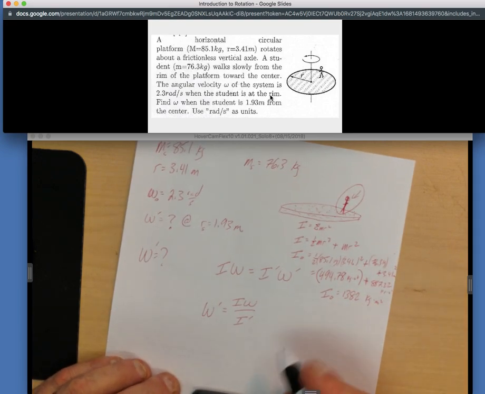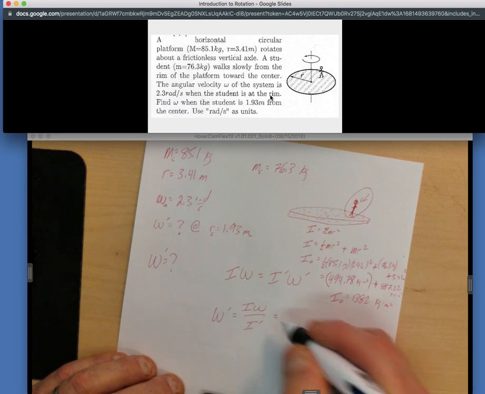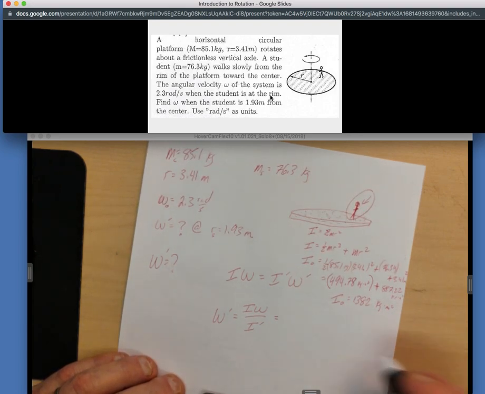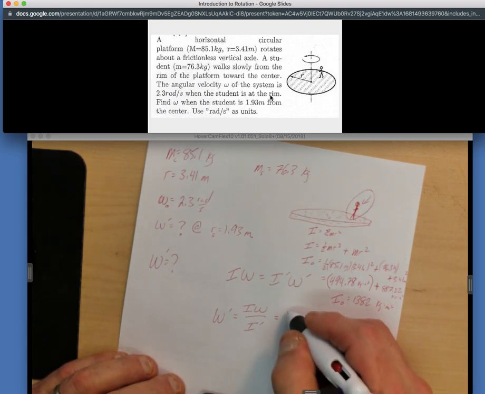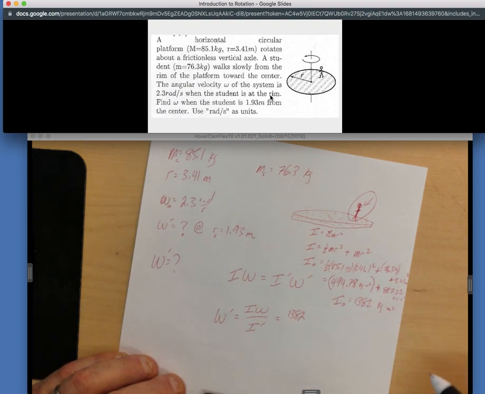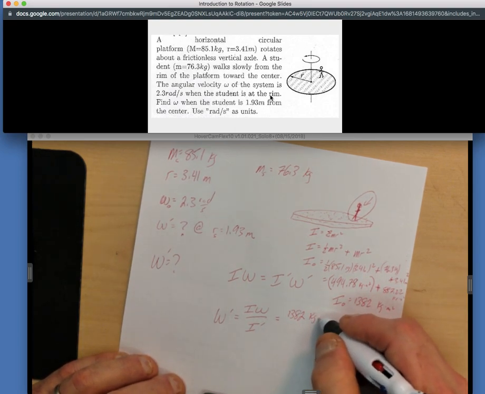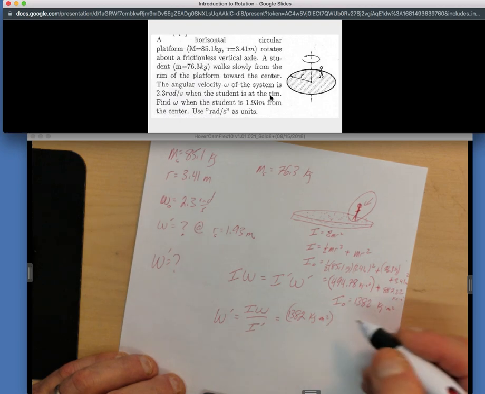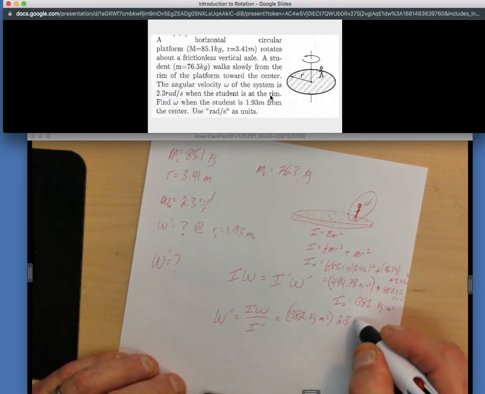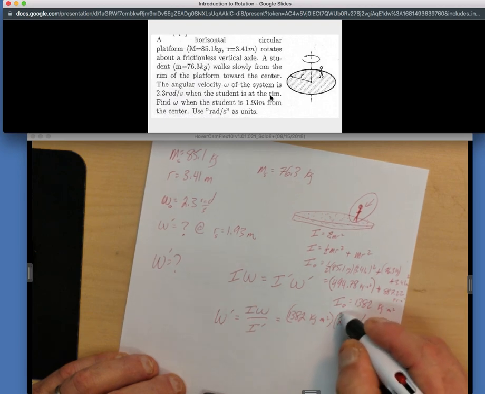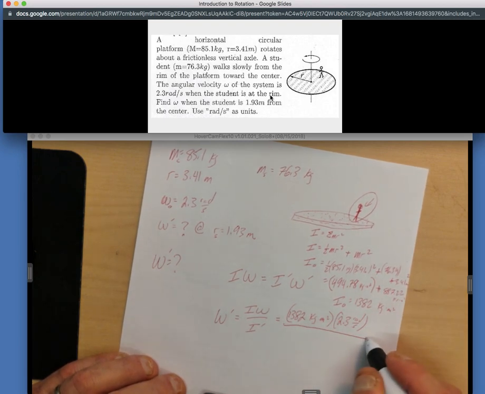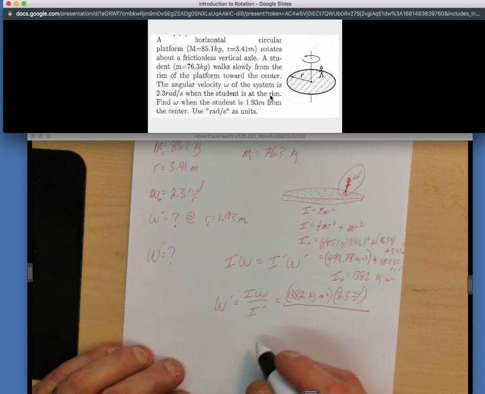Okay? So omega final will be, well, I initial, that's 1382 kg times meters squared. That's the moment. And the initial velocity, it was going 2.3 radians per second. And we want to know how fast it ends up going later after the person walks to the center, where the disk will have a different moment of inertia.